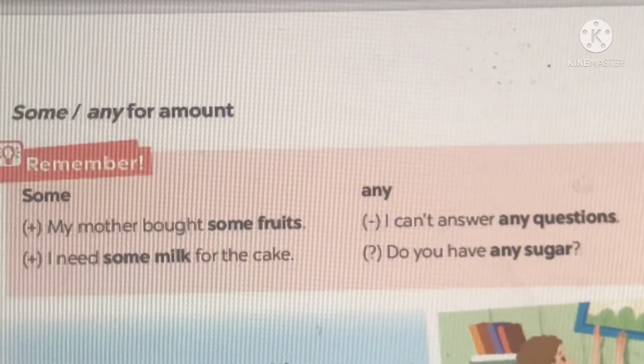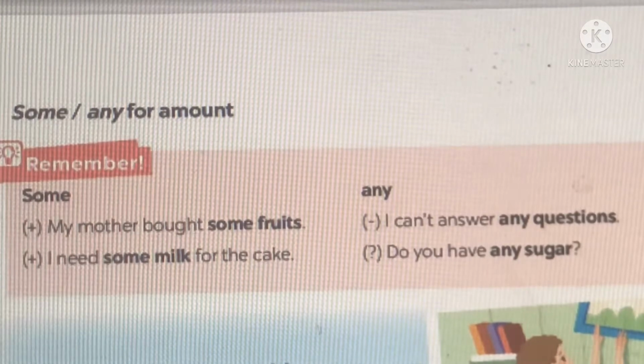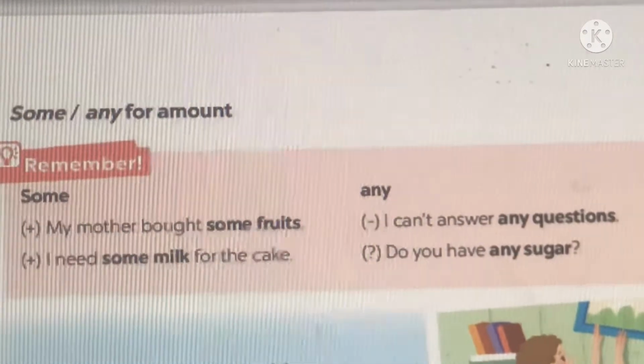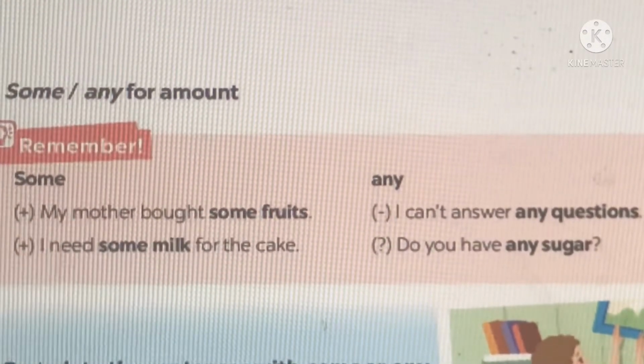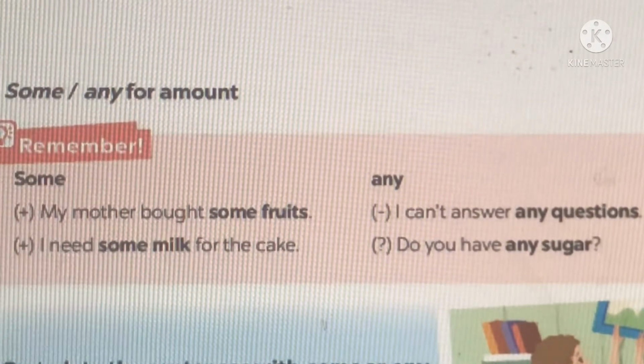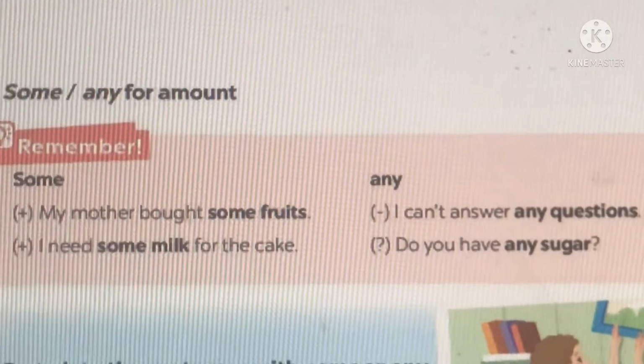Have a look at the table. We use some and any for the amount. But remember, we use some in affirmative sentences and any in negative sentences or in a question. For example, my mother bought some fruits. I can't answer any questions. Do you have any sugar?